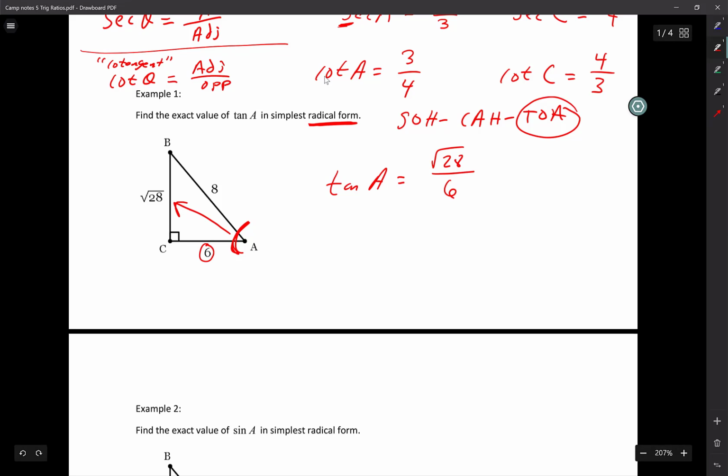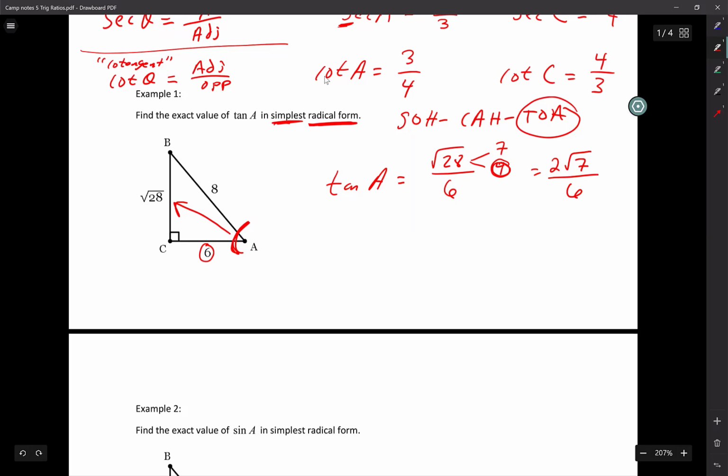Boom, you're done. But they want us to simplify, because if you were to type this into Delta Math, I think it's going to count it wrong, because it says simplest. So let's see, two numbers that multiply to give me 28. The biggest possible is 7 and 4. 7 times 4. The square root of 4 is 2. So this becomes 2 square root of 7 over 6.